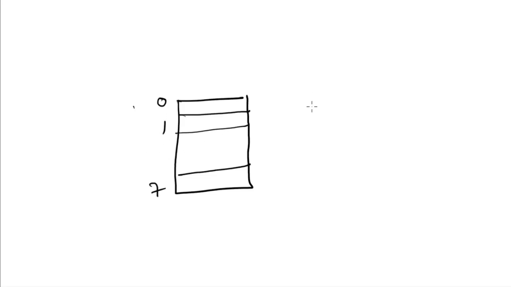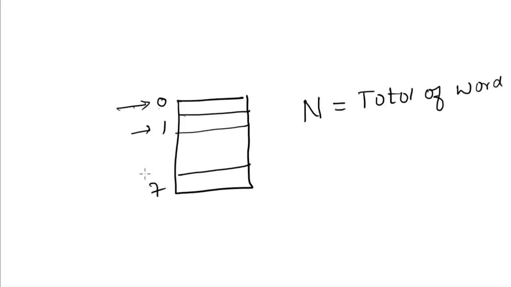The total number of words is represented by capital N. Now if I want to represent these words, I need addresses. What is the address of the 0th word? What is the address of the first word? Like this I should know the address bits. We will represent this with small n. n is nothing but the address bits.